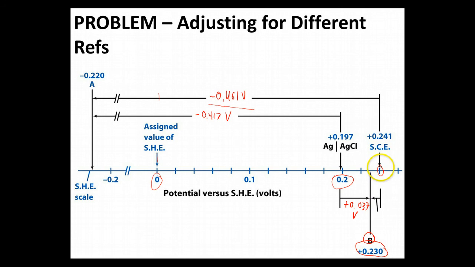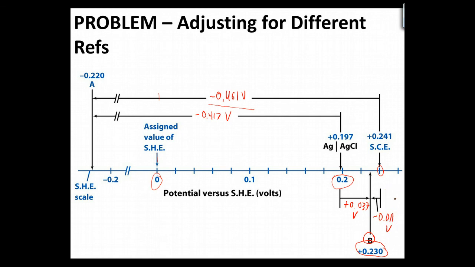We're now below the saturated calomel electrode. And so we look at the difference between those two. It's 0.011. Hopefully that's something you spot right away. I'm lower than it, so it'll be negative 0.011 volts versus our saturated calomel electrode.